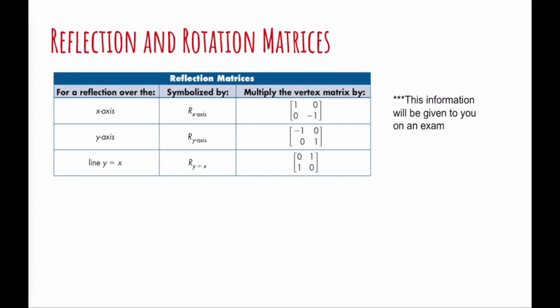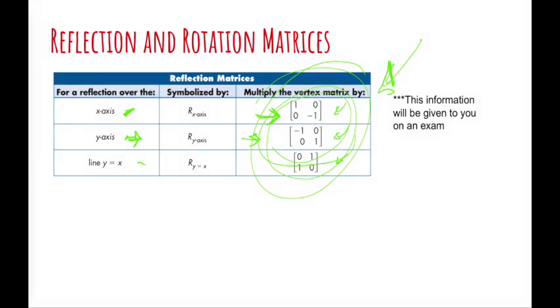For reflection and rotation, you are going to multiply the vertex matrix by one of these. I'm not going to make you memorize these. I will give you a chart that looks like this, that tells you the x-axis, the y-axis, and the line, and the matrices on a test. You do not have to memorize these. But what you're going to do is to reflect over the x-axis, you're going to multiply by this matrix. To reflect over the y-axis, you're going to multiply by this matrix. To reflect over the line y equals x, you're going to multiply by this matrix.